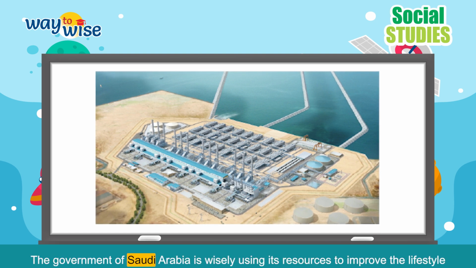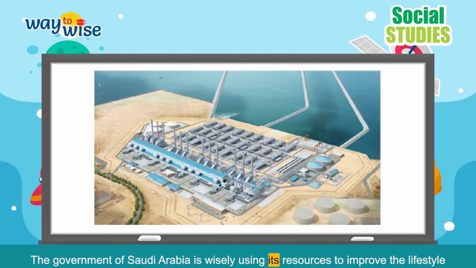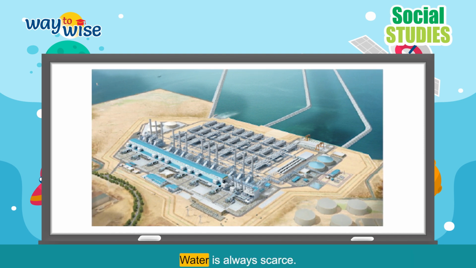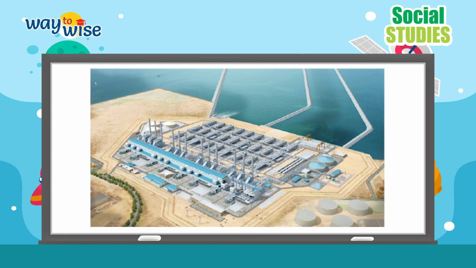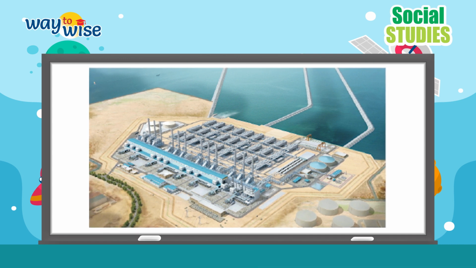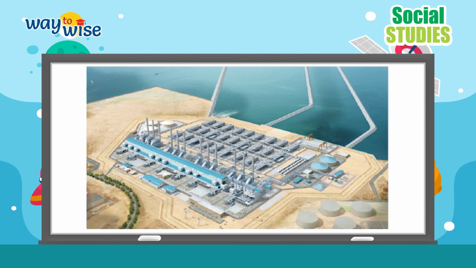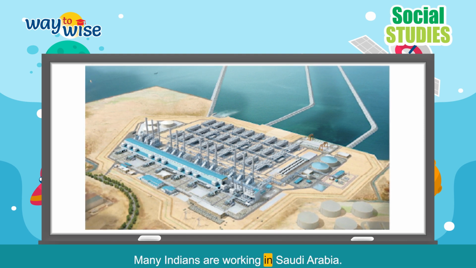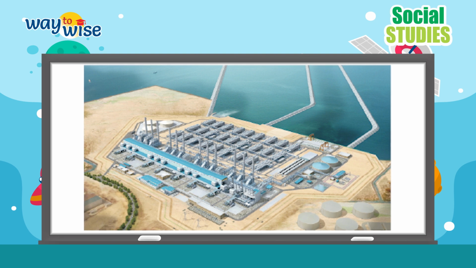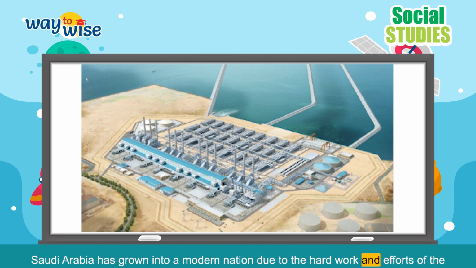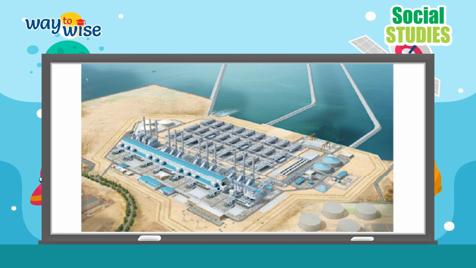The government of Saudi Arabia is wisely using its resources to improve the lifestyle of people. Water is always scarce. Sea water is salty. Plants have been constructed to purify the sea water. Many Indians are working in Saudi Arabia. Saudi Arabia has grown into a modern nation due to the hard work and efforts of the people.